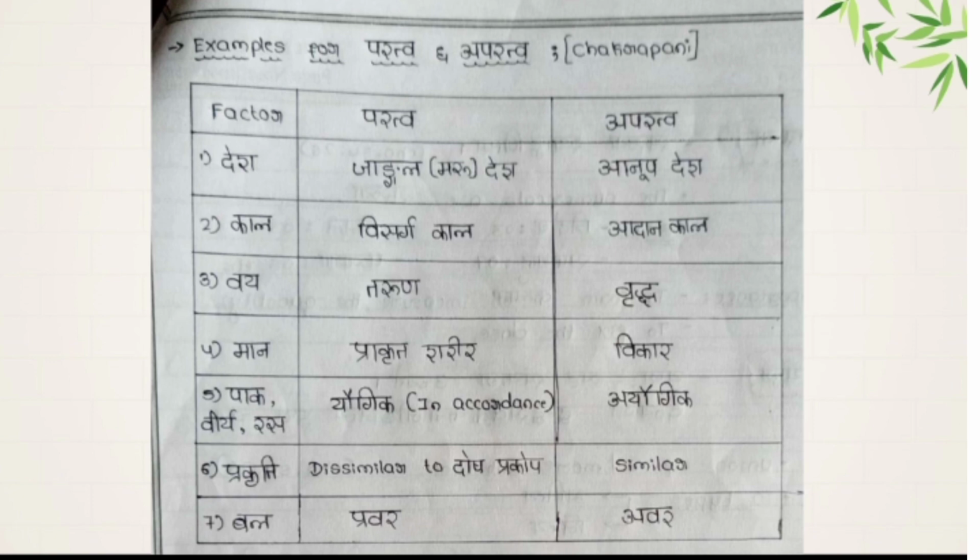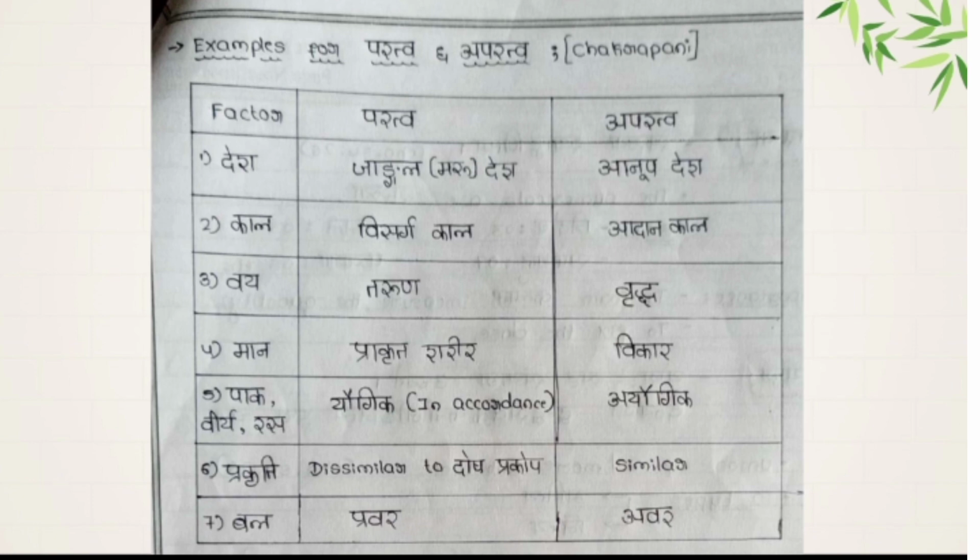Desha: in desha, jangala desha is para and anupa desha is apara. So jangala desha patients will be very healthy, whereas anupa desha patients will have a little less immunity. And kala: visarga kala is paratva and adana kala is apara. In vaya, when it comes to age, the young age or taruna is para, vruddha is apara. Mana: prakrita sharira, the healthy body, is paratva, and vikrita sharira or vikara is aparatva.